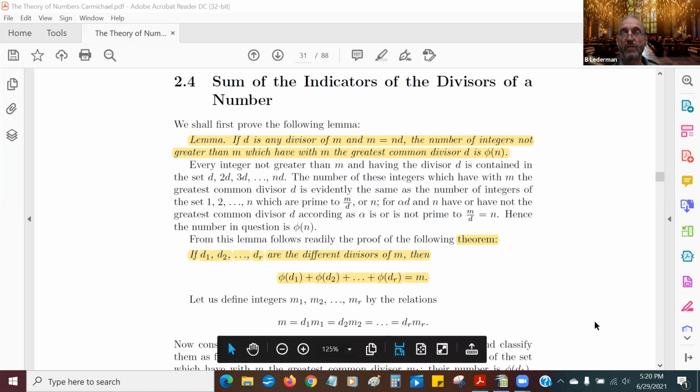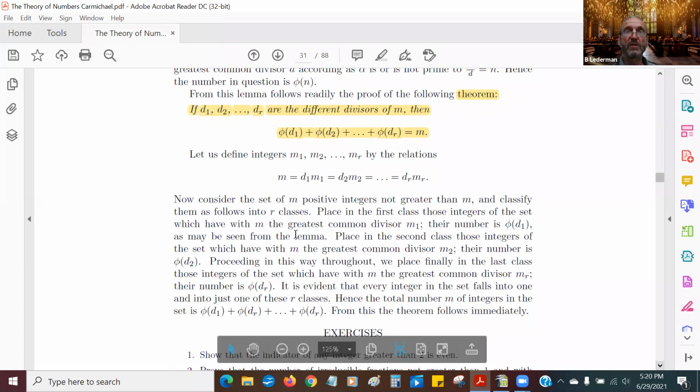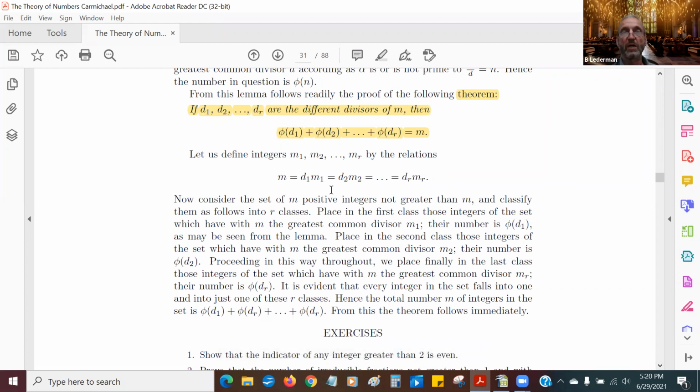Now we're going to define integers M1, M2, up to MR by the relation: if I take M and divide it by D1, this is M1, and if I divide M by D2, I get M2, and so on and so forth. So we want to consider the set of positive integers not greater than M, and classify them into R classes. We place in the first class those integers of the set which have with M the greatest common divisor M1. Their number is phi of D1, as you can see from the lemma. That's what we showed in the lemma.